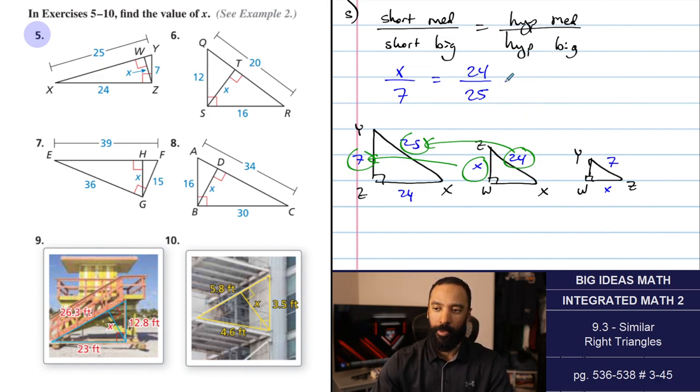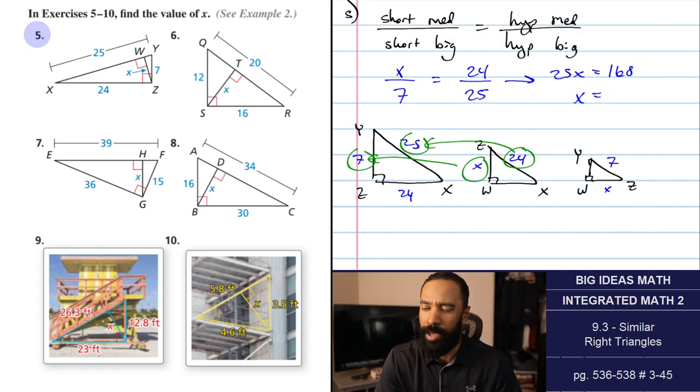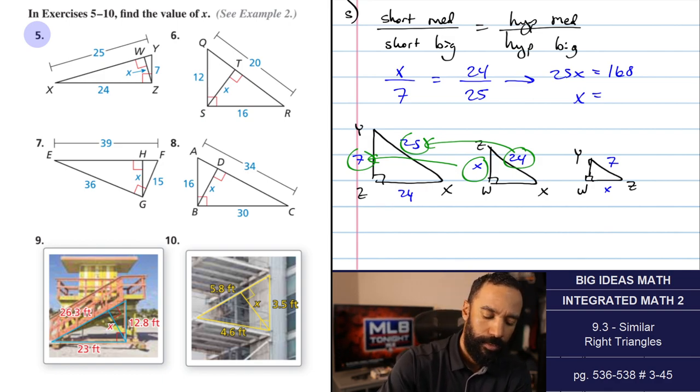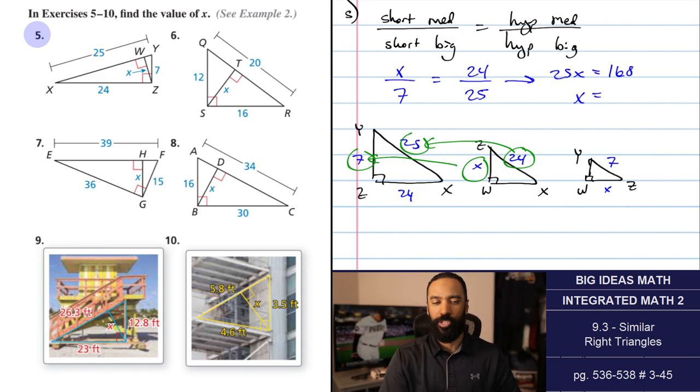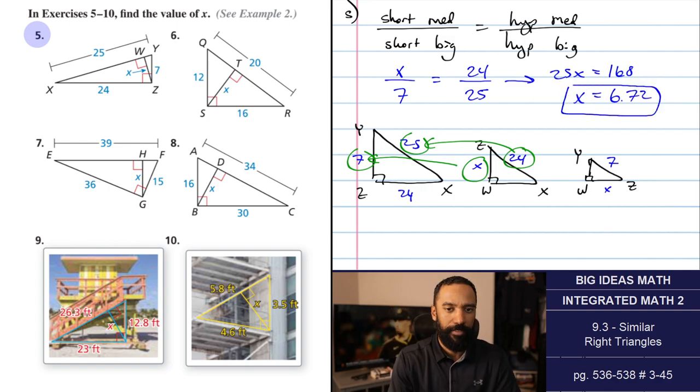Let's keep going. Cross multiply here, and I get 25x equals, now 7 times 24 is 168. I need a calculator. I'm going to divide both sides by 25. I get x is 6.72. X is 6.72. Okay, that's number 5.